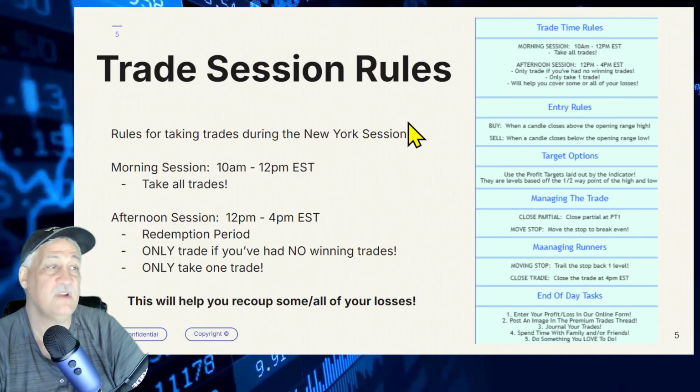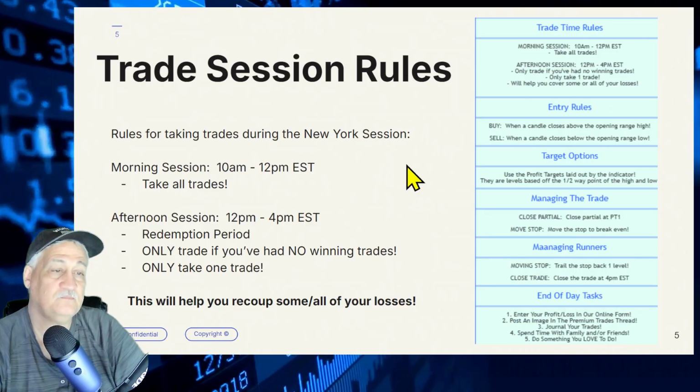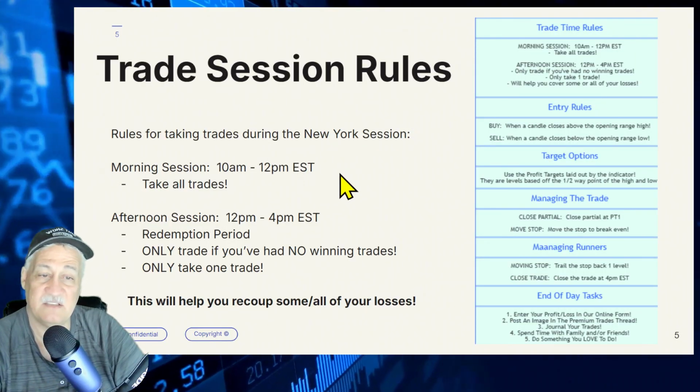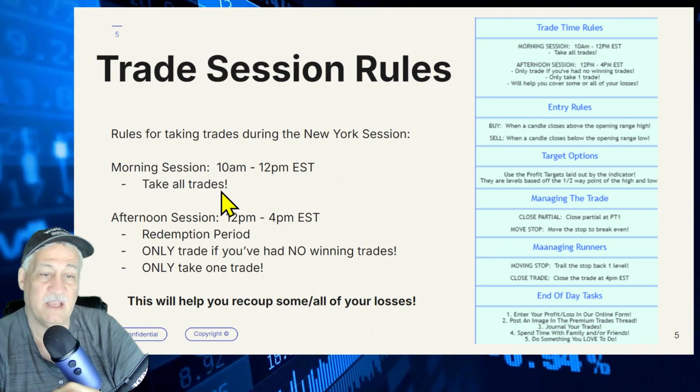Here again are the trade session rules. Again, we are only going to trade from 10 a.m. to 12 p.m. Eastern. We're going to take all entries.